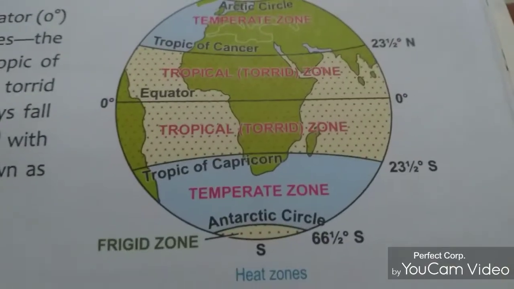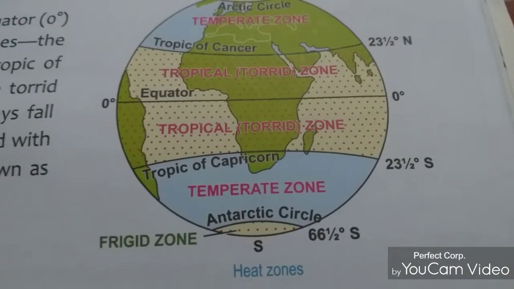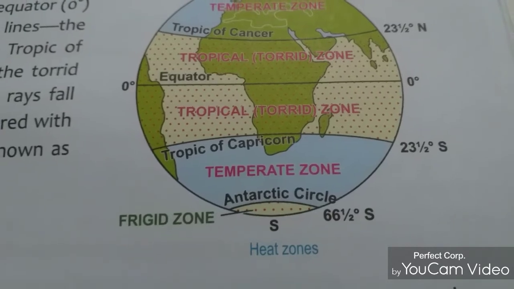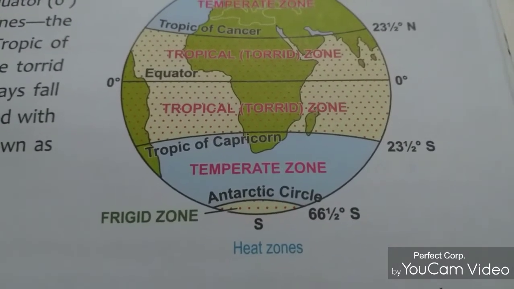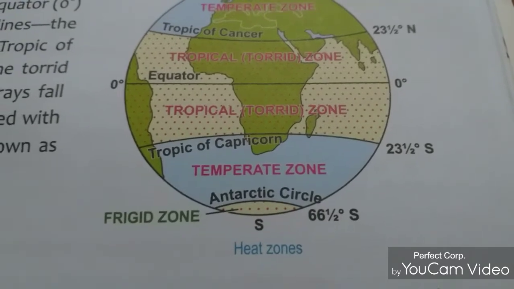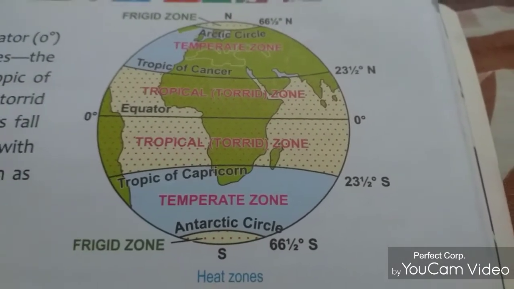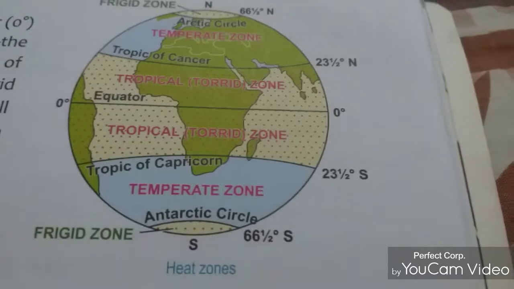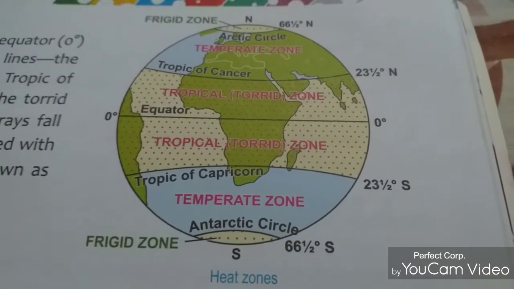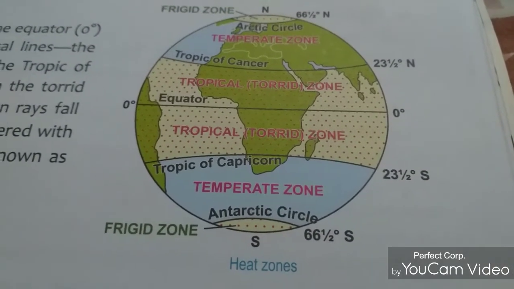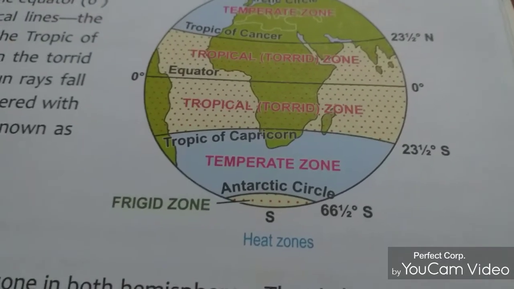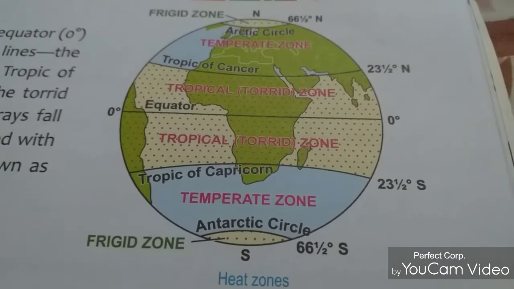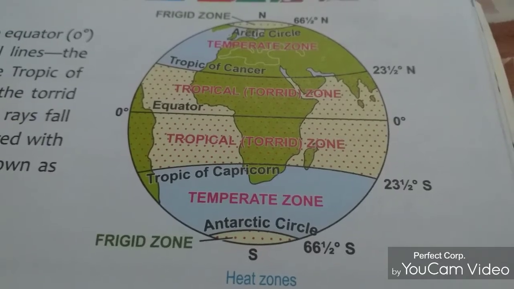Now the Earth is divided into 3 climatic or heat zones. First is the tropical region, that is the torrid zone. Second is the temperate region, that is the temperate zone, and the polar region, that is the frigid zone. So this is the diagram, you can see it. Now the area that lies on both sides of the equator, that is 0 degree, extends until the tropical lines, that is the Tropic of Cancer at 23.5 degree north and the Tropic of Capricorn at 23.5 degrees south.